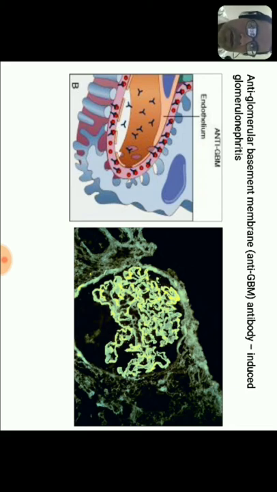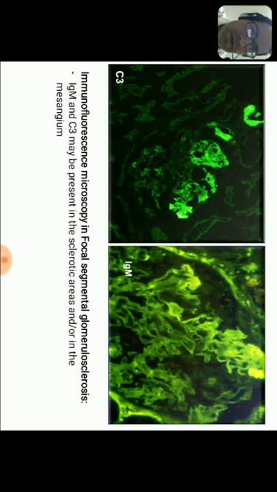Next figure is of focal segmental glomerulosclerosis, in which immunoglobulins and complements are present in the mesangium as well as in the sclerotic areas. So C3 is on the left hand side of the figure and IgM deposits are on the right hand side of the figure of the glomeruli.